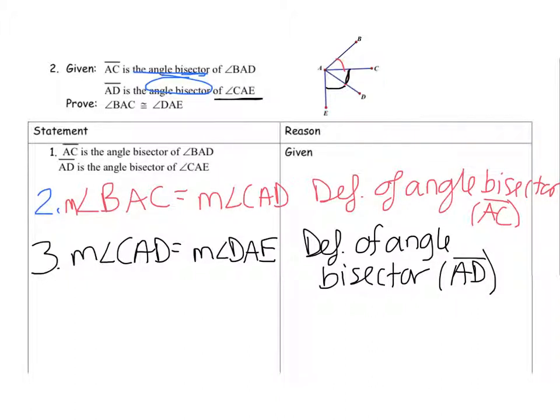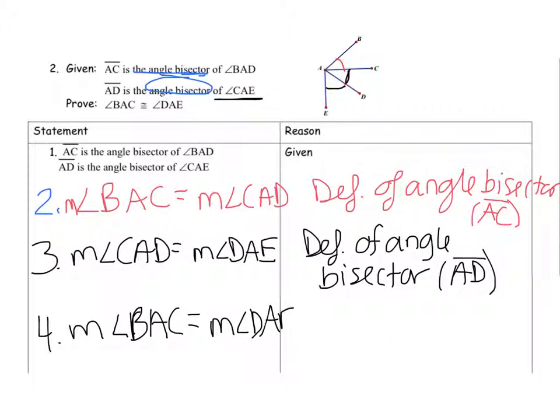Now if you look at what we wrote, we have this overlapping measure of angle CAD. So by our transitive property, we can say that the measure of angle BAC equals the measure of angle DAE. So measure of angle BAC equals the measure of angle DAE, and that is our transitive property.